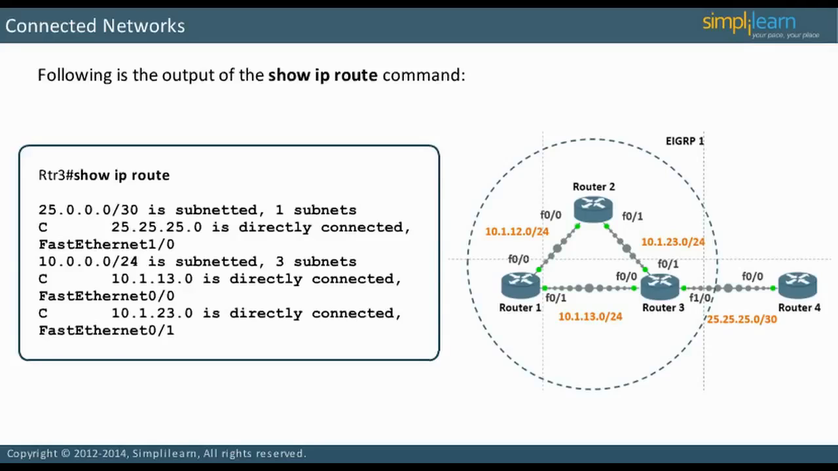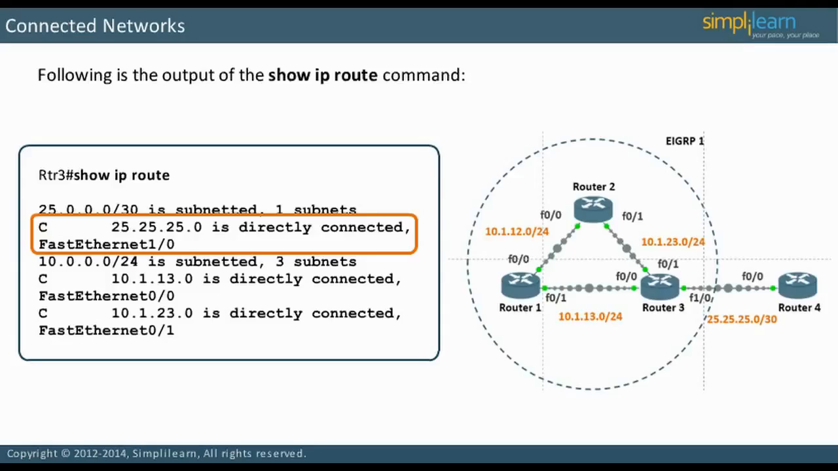There are three routes in the routing table. The first route, 25.25.25.0, is directly connected to Fast Ethernet 1.0. Because 25.25.25.0 does not have a different prefix length specified, it uses the prefix length of the classful network. So its prefix length is /30.